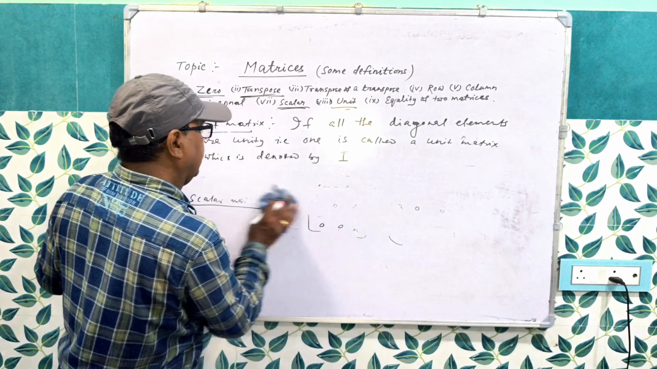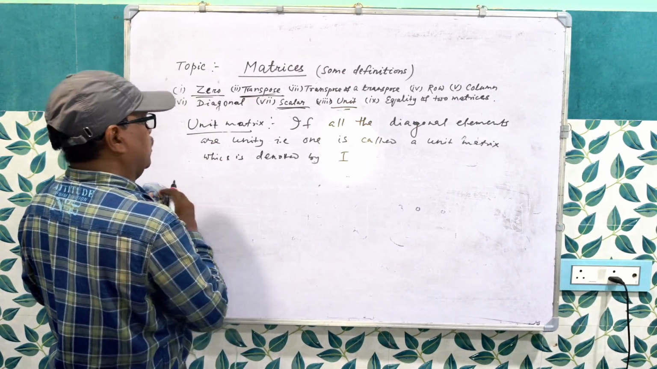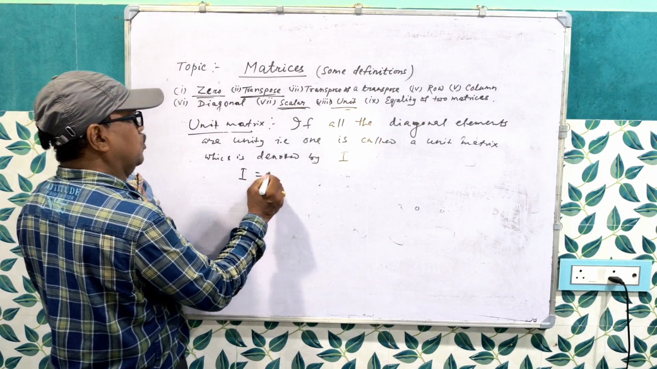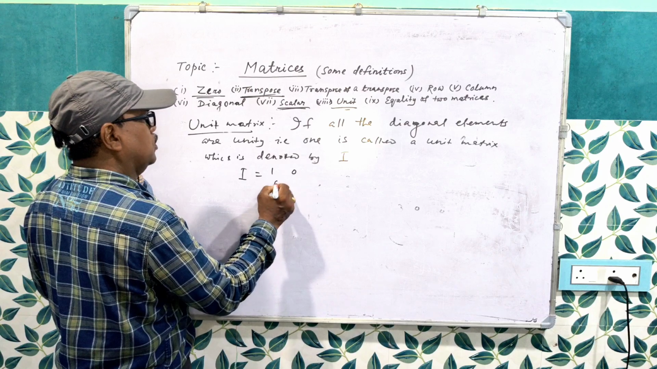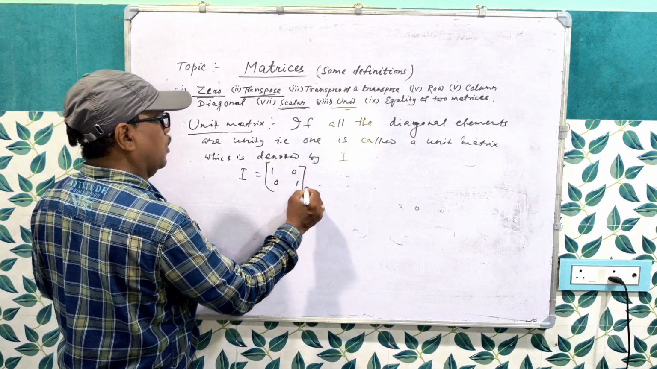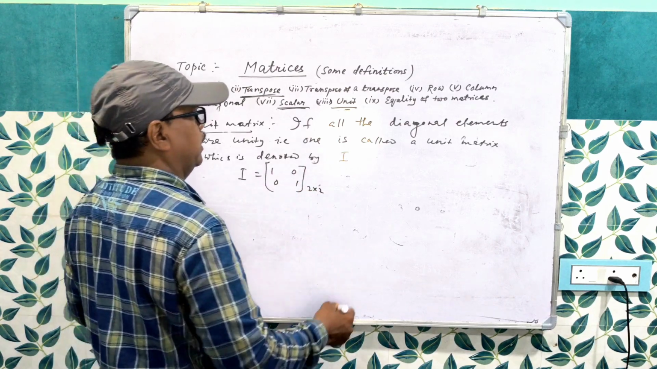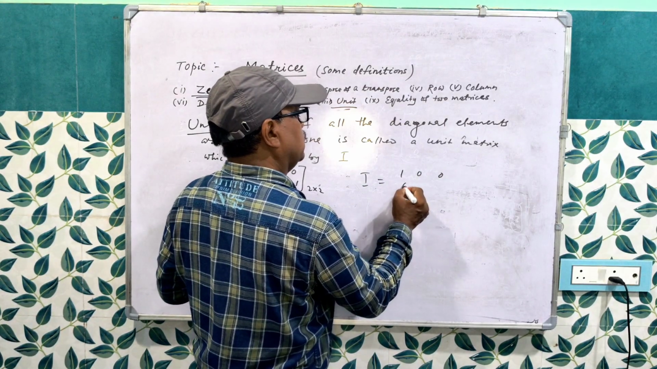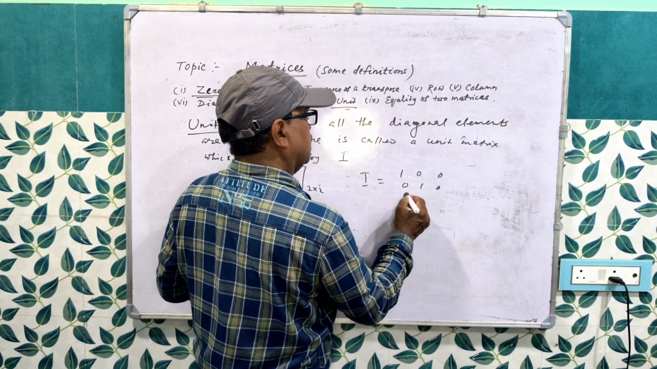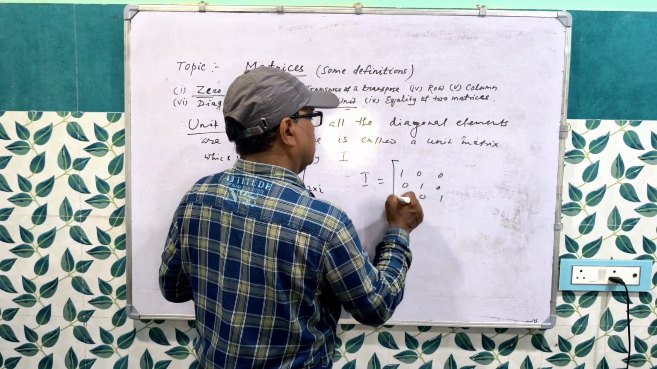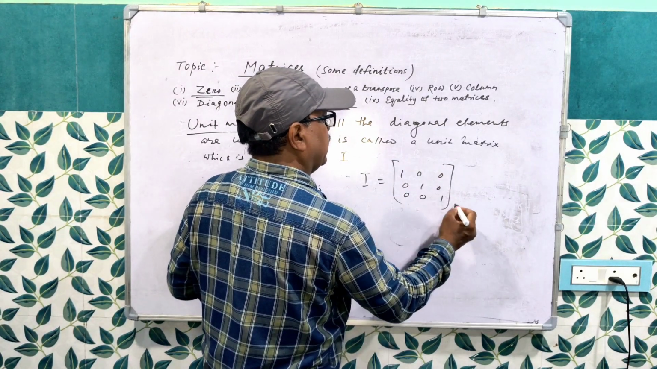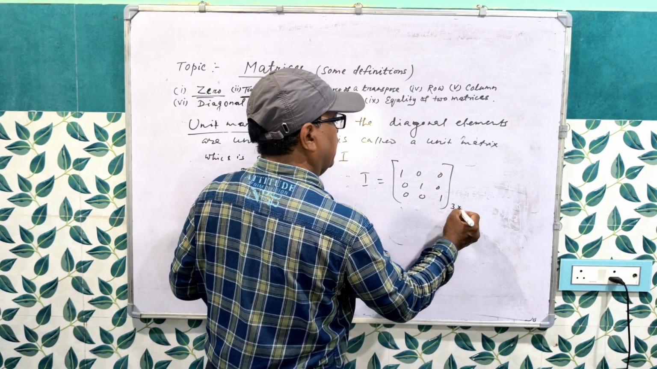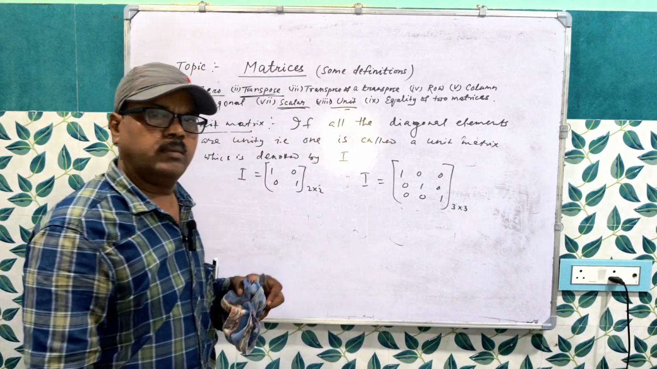For an example, I is equal to 1 0, 0 1 of order 2 by 2. Again, I is equal to 1 0 0, 0 1 0 and 0 0 1 is also a unit matrix of order 3 by 3. Clear?